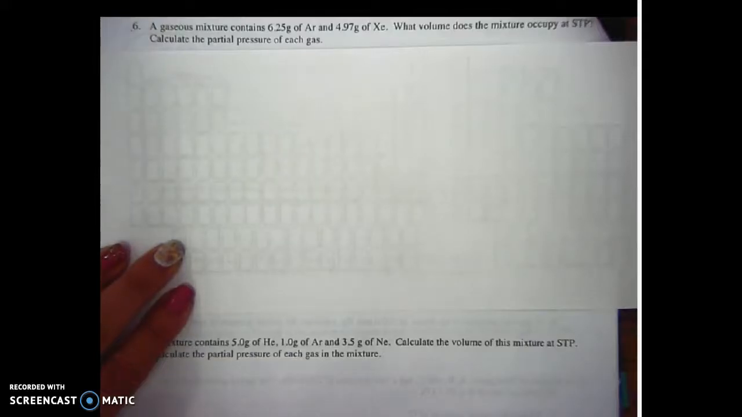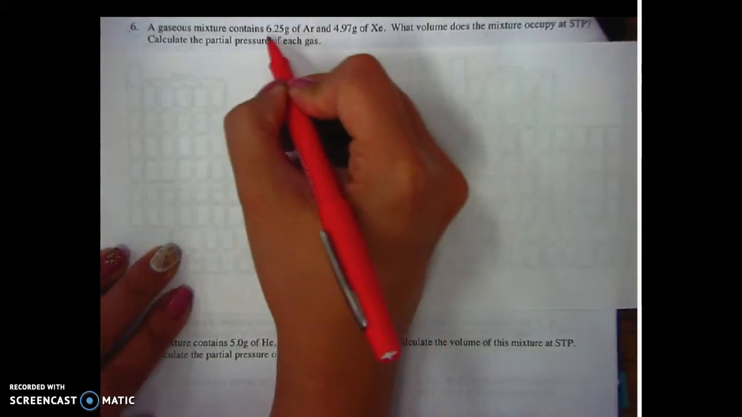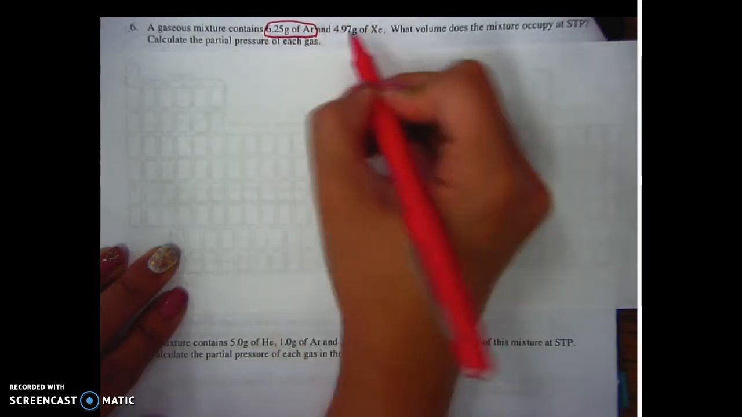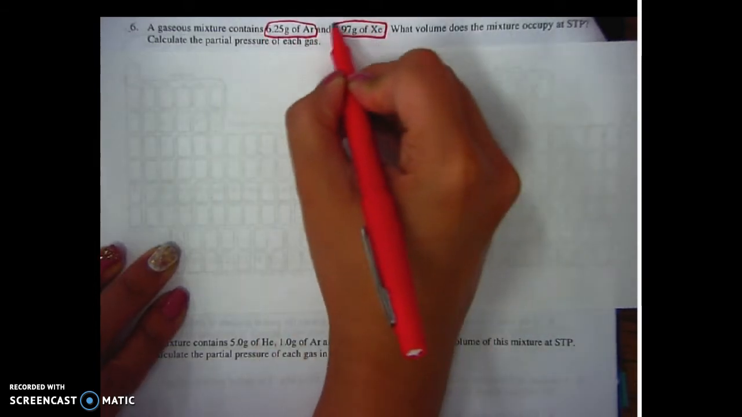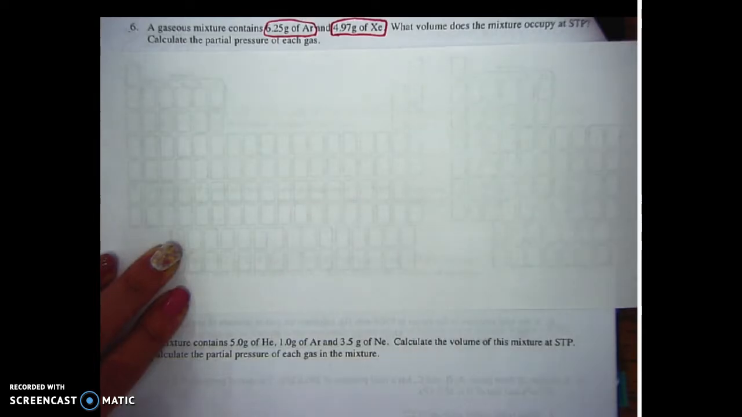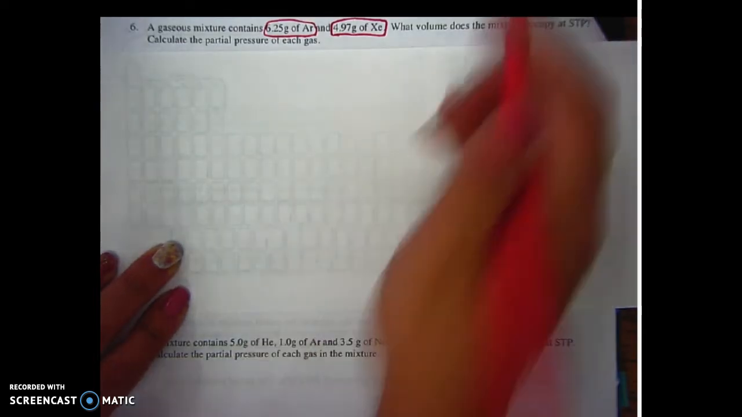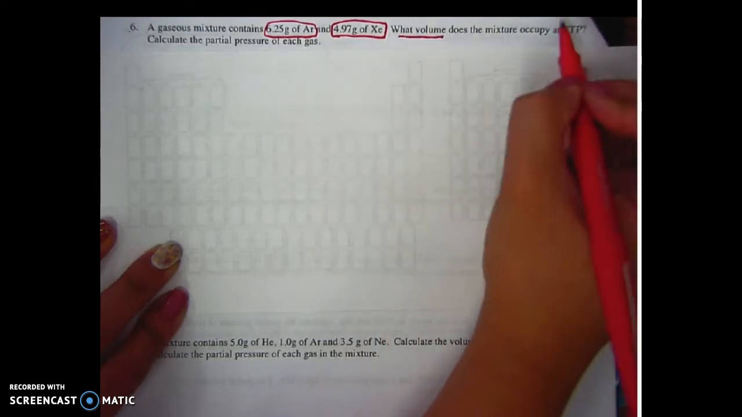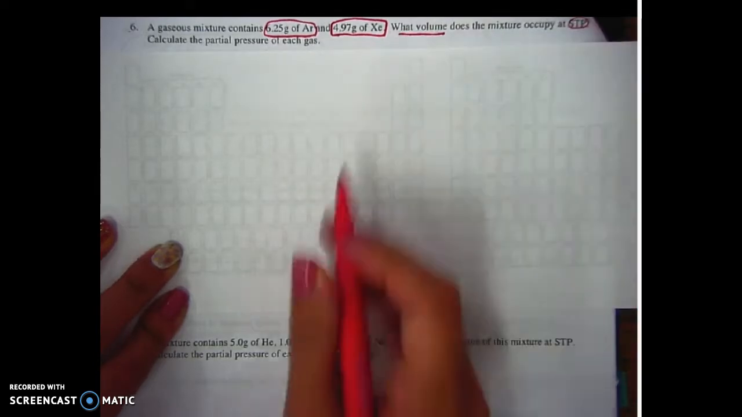Right, so number 6 right here is the partial pressure problem. This is just on the back side of the worksheet that you guys have already received. You're given how many grams of two particular gases we have, argon and xenon. And you're calculating for what volume the mixture occupies at standard temp and pressure. And it also says to calculate what the partial pressure of each gas is.